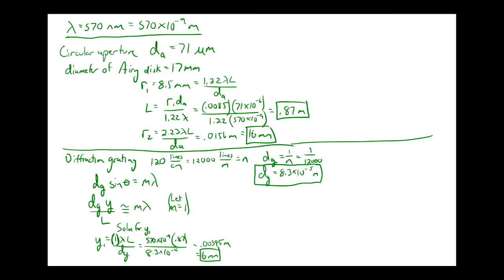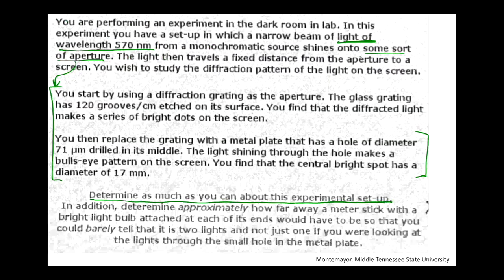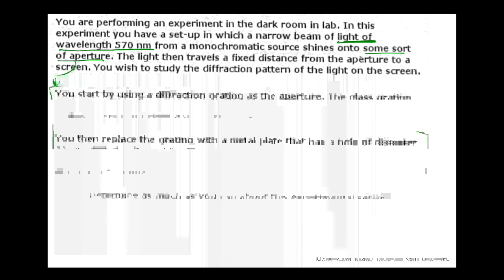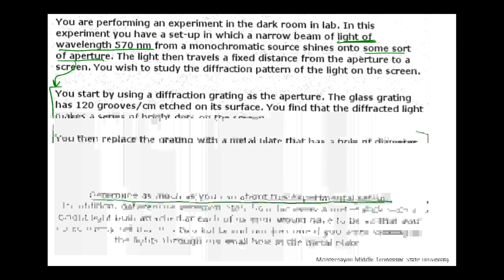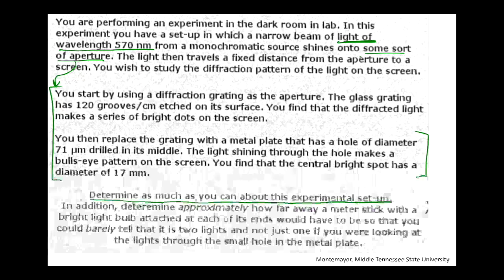Okay, let's do this last little part. Let me go back to the previous slide, unless someone's still writing. You all look okay. It says, in addition, determine approximately how far away a meter stick with a bright light bulb attached to each of its ends would have to be so you could barely tell that it's two lights and not just one if you're looking through the small hole. Imagine somewhere over there's a meter stick, and it has two light bulbs, one on each end. How far apart are the light bulbs? Should be a meter, right?